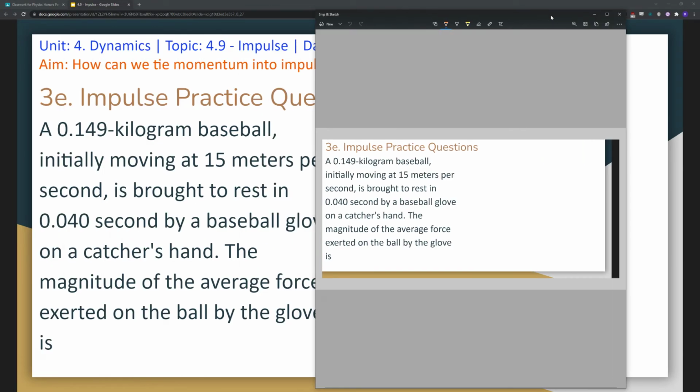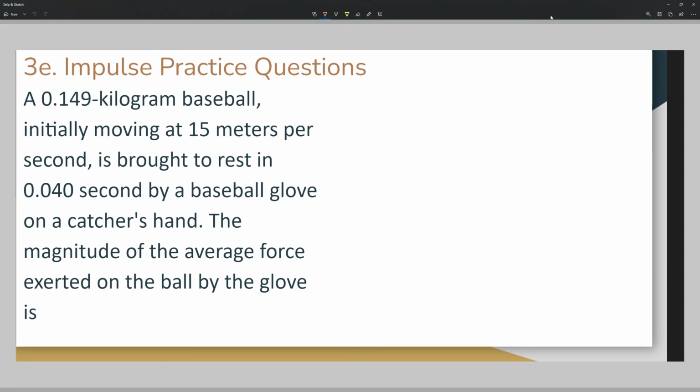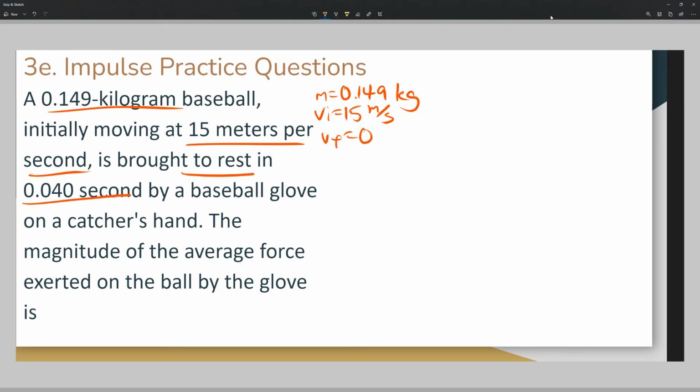Last question. You have a mass that's 0.149 kg. Initially moving at 15 meters per second. It is brought to rest, so final velocity 0, in this amount of time. What is the magnitude of the average force exerted on the ball?